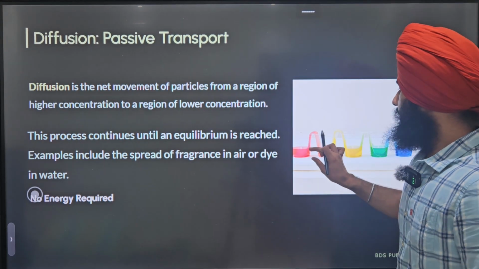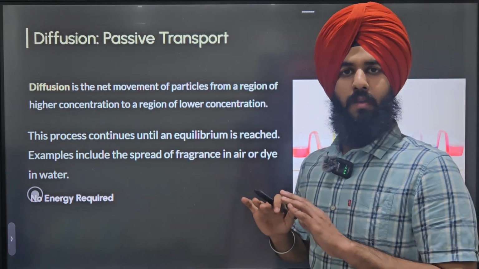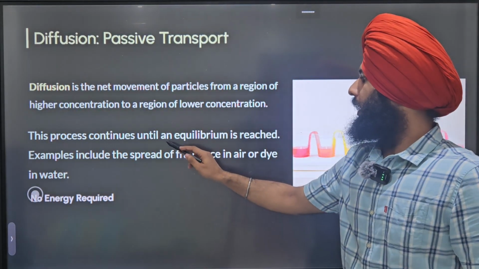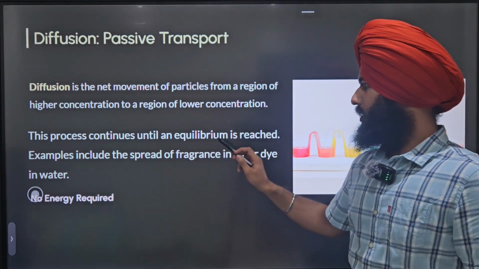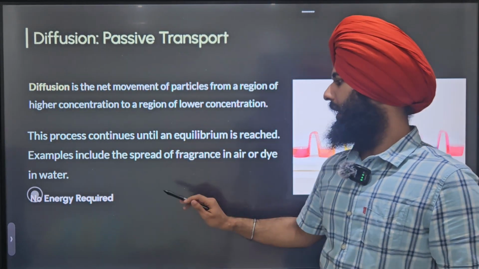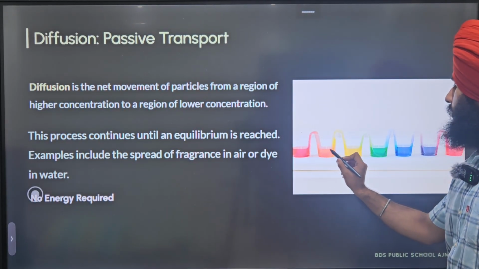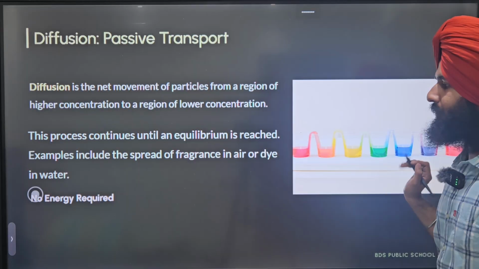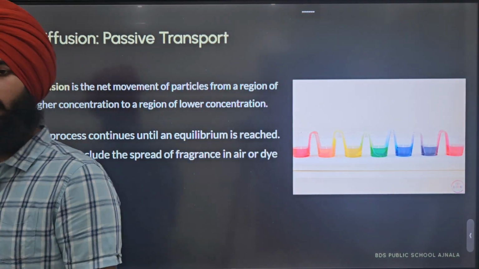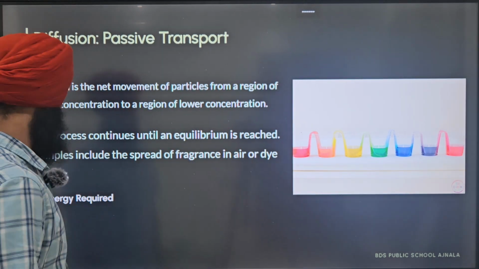Eventually, the water level became the same in each of these glasses, and because of that, the water stopped flowing anymore. So this process continues until an equilibrium is reached. Examples include spreading of fragrance in the air and dye in water. So the equilibrium was reached when all of the water levels were equal. And this process is passive, therefore it requires no energy to occur. So there is no energy requirement for this process to occur.